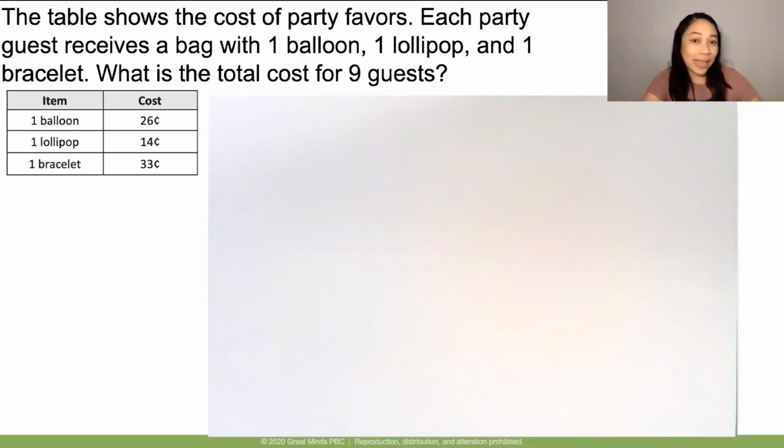We know that each guest receives one of each item: one balloon, one lollipop, and one bracelet. How could I draw this? I was thinking that we could draw a tape to illustrate this. One balloon is 26 cents, one lollipop is 14 cents, and one bracelet is 33 cents.